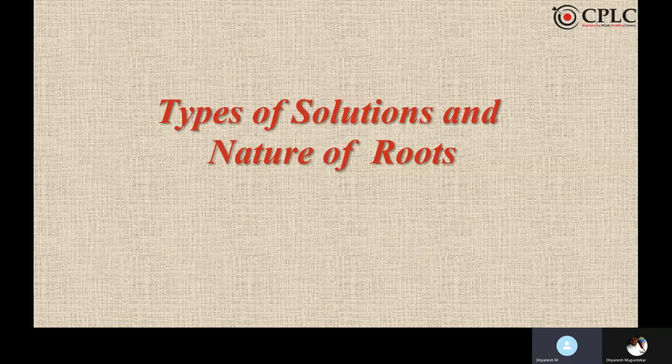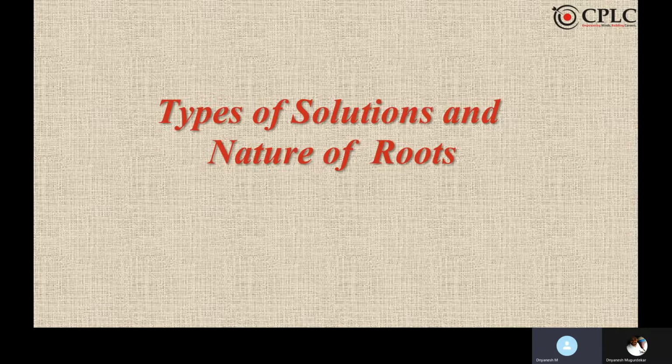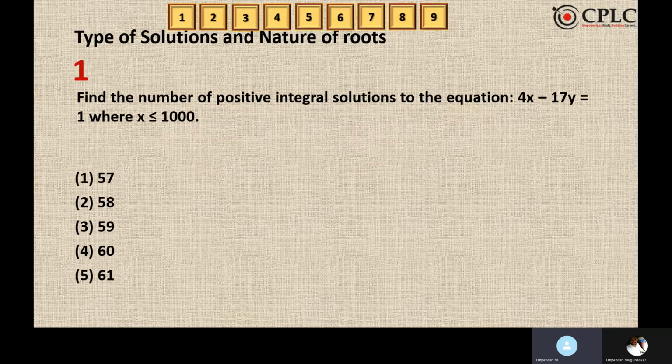Hi everyone. The next topic from the E module is basically a continuation of quadratic equations, which is E3: types of solution and nature of roots. So let's begin with the first one.